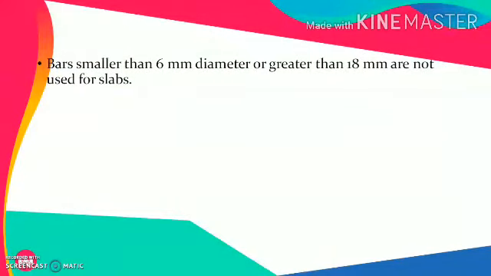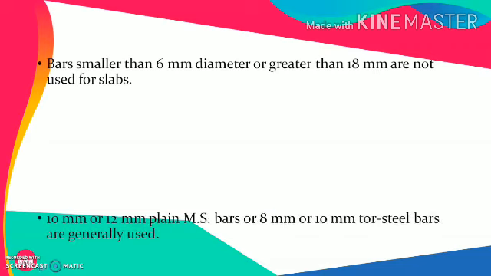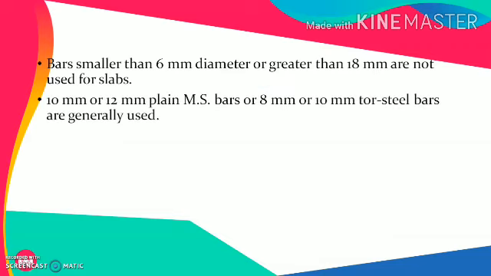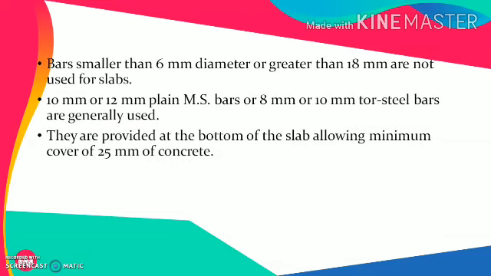Bars smaller than 6 mm diameter or greater than 18 mm diameter are generally not used for slabs. What we generally use are 10 to 12 mm plain MS bars as the main reinforcement and 8 mm to 10 mm Tor steel bars as the distribution steel. They are provided at the bottom of the slab, allowing a minimum cover of 25 mm.